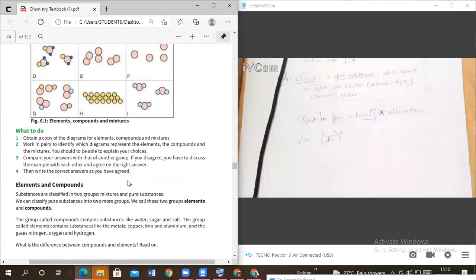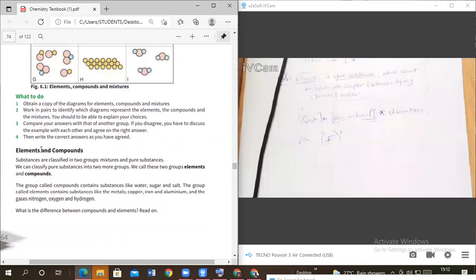Now, here they are telling us about elements and compounds. Let's look at the way elements combine themselves to give us what we call a compound. Substances are classified into two: mixtures and pure substances.